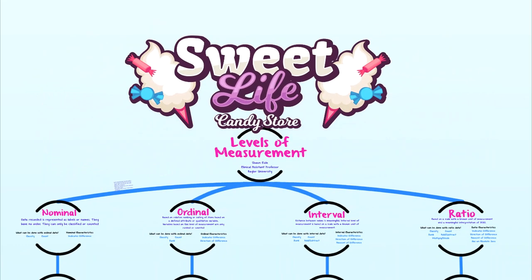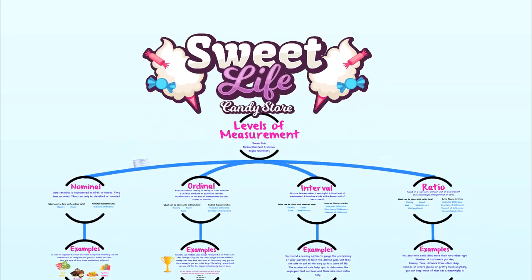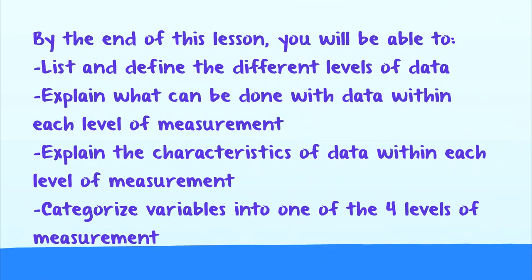There are four different levels of measurement: nominal, ordinal, interval, and ratio, and that is what we're going to be exploring today. By the end of this lesson, you're going to be able to list and define the different levels of data, explain what can be done with data within each level of measurement, explain the characteristics of data within each level, and categorize variables into one of those four levels.